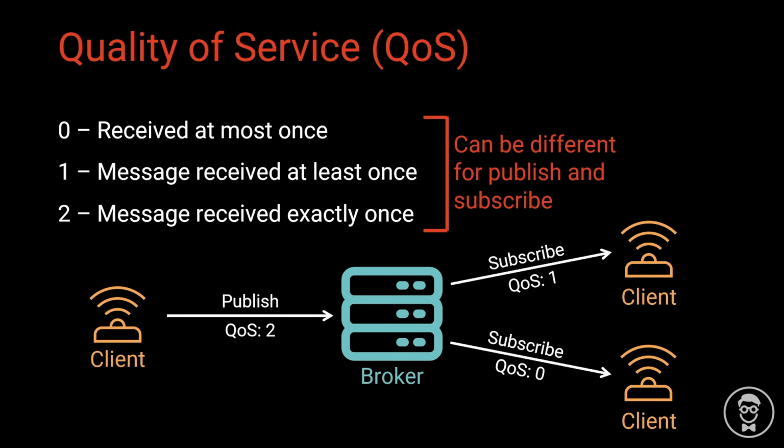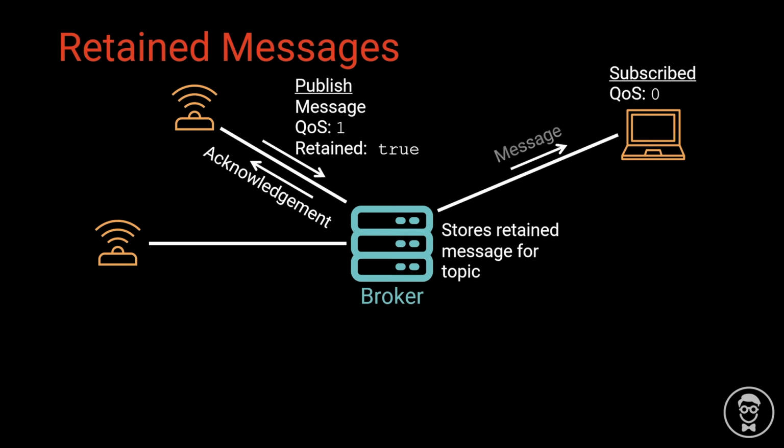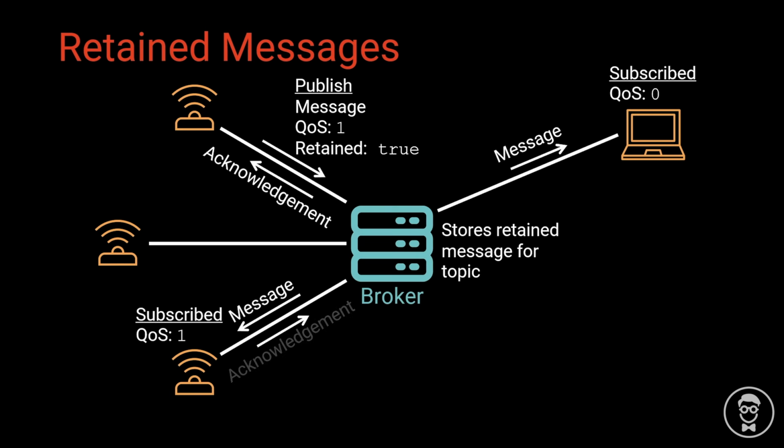Another useful feature of MQTT is the ability for a broker to store retained messages. A client can mark a published message as retained. The broker will store this as the retained message for that particular topic, and any clients that connect later and subscribe to that topic will be sent this message. Guaranteed delivery is, of course, dependent on the subscriber's QoS level for that topic.